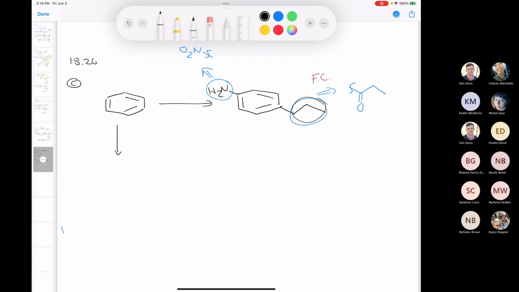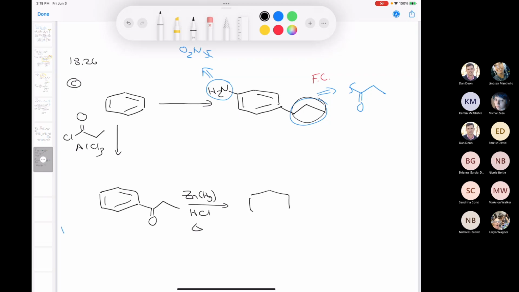However, if you did the Friedel-Crafts first, so let's take this acid chloride that has 3 carbons in it. We have aluminum chloride. Then that's going to give us this compound. So we have our ketone. Then we can do our Clemmensen reduction. I'm probably going to run out of space here. So our zinc mercury amalgam with HCl, and then we heat that up. And that's going to give you the propyl group.